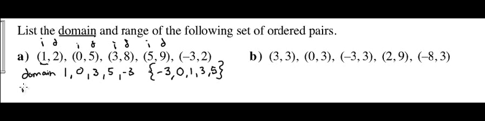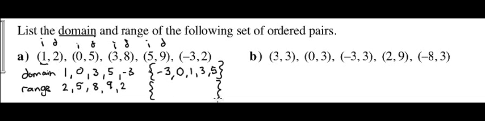For the range, the same thing happens. The range is the dependent variable, meaning the second coordinate in each of these. So from that we get 2. From here we get 5. Third one we get 8. And we get 9. And then we get 2 again. So our range, in braces once again, again we want to go from low to high.